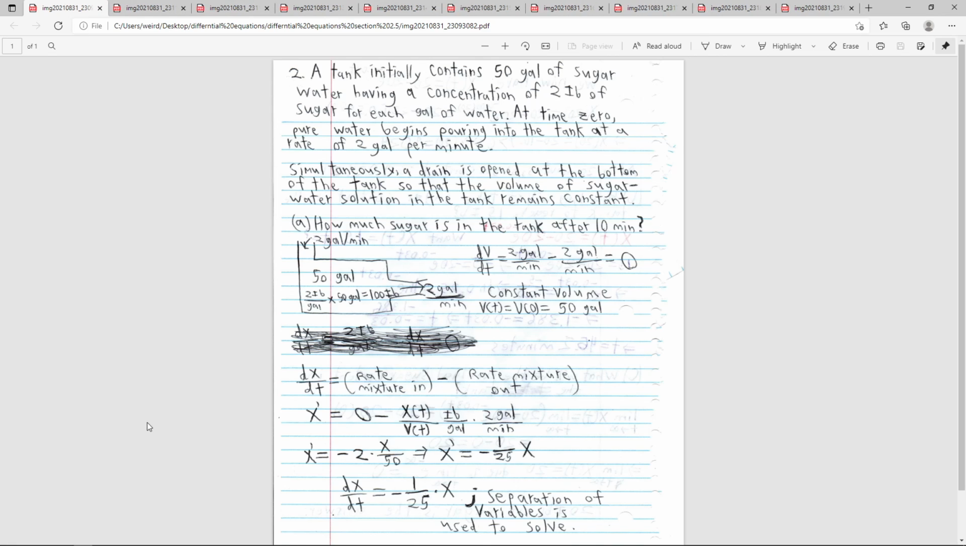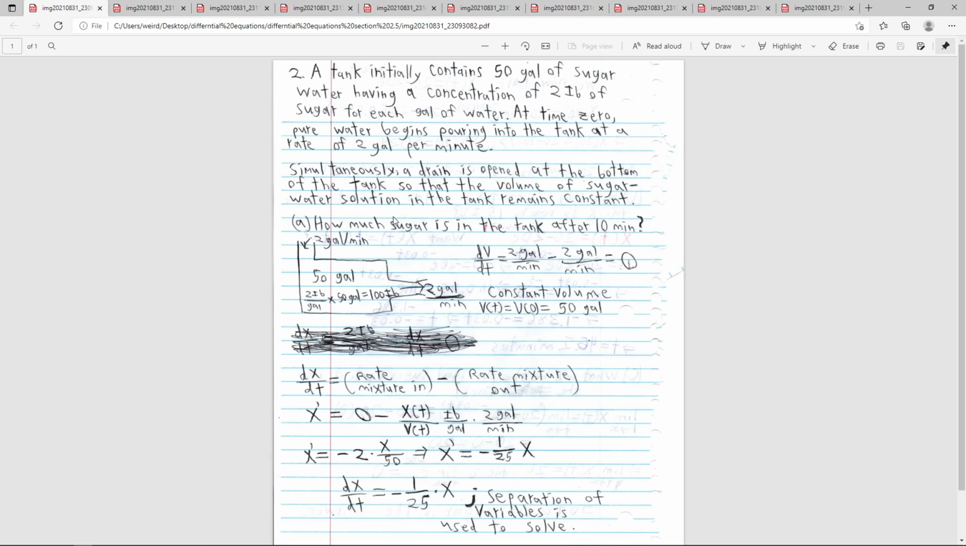So this one, the tank initially contains 50 gallons of sugar water having a concentration of 2 pounds of sugar for each gallon of water. At time 0, pure water begins pouring into the tank at a rate of 2 gallons per minute. Then a drain is open at the bottom of the tank so that the volume of sugar water solution in the tank remains constant. So yeah, dV/dt is going to be 0 again. In most of these it is, for several of these.